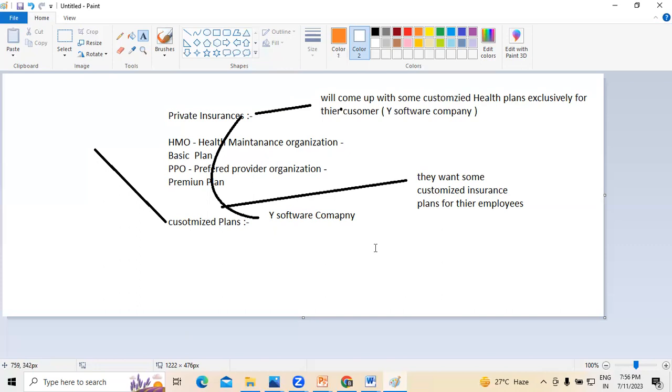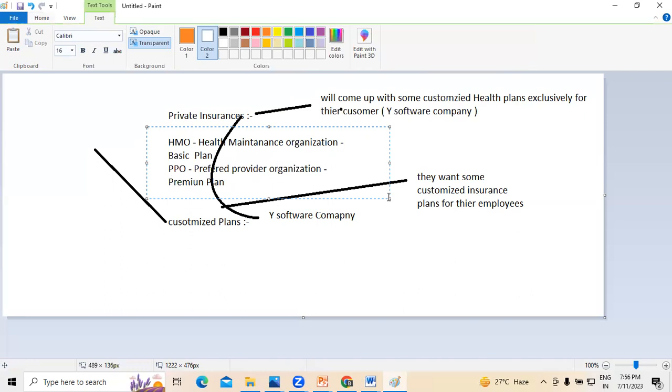So the customized plans they are making can be a combination of these two, HMO and PPO. It can be that HMO falls under, or PPO falls under that, right? So customization plans can be made. Do remember, this is exclusively for a customer they are giving. You could ask me one thing.